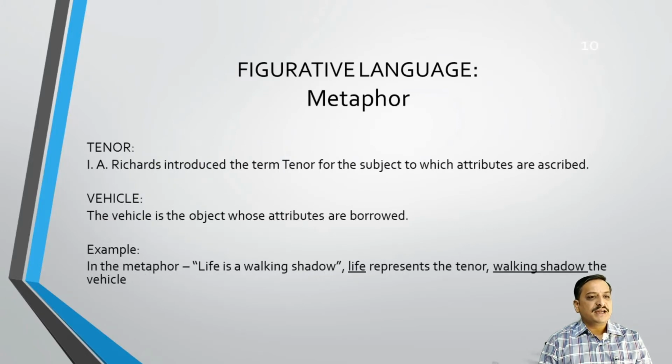Metaphor has been further divided into tenor and vehicle by the British critic I. A. Richards. I. A. Richards says that tenor is the subject to which attributes are ascribed in a metaphor. Vehicle is described as the object from which those attributes are borrowed. If we take the example, the sentence, life is a walking shadow. Here, life represents the tenor and walking shadow the vehicle because it has all the attributes.